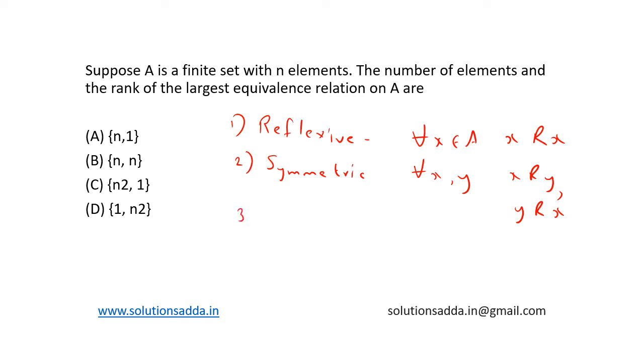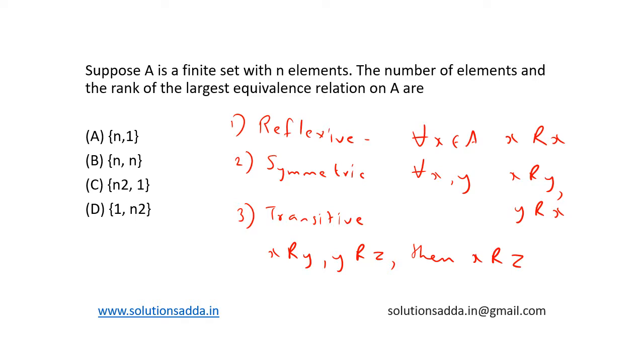Now the third one is transitive. A relation R on a set A is said to be transitive if x is related to y and y is related to z, then x is related to z. This is said to be the transitive property.